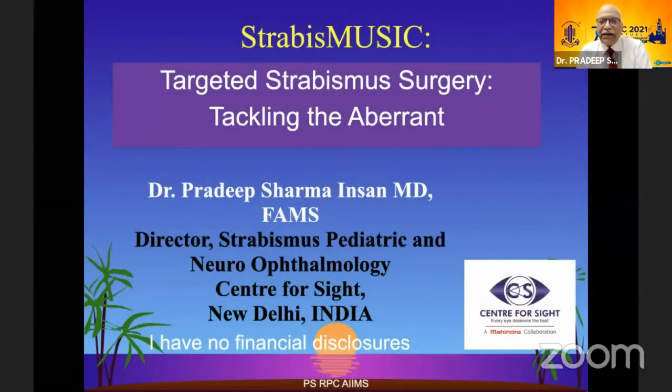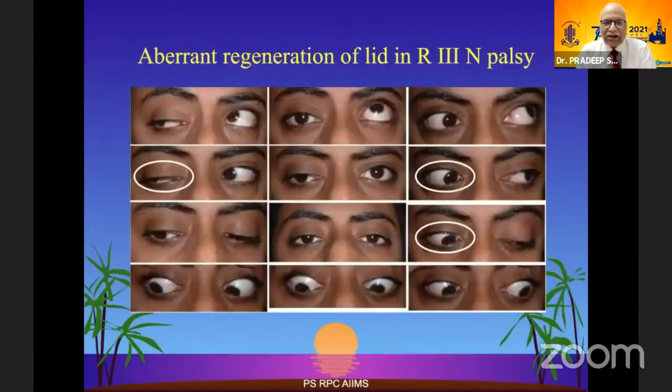So this is tackling the aberrant regenerations. Part of it has been covered by Dr. Rohit in the aberrant regenerations in the third nerve, which is very commonly seen. Now, this case shows you that in the primary position, the eyes are actually straight. It's only the lid which is a problem. So in such a case, I may not be doing much, just counsel them and send them to an oculoplastic colleague to handle the lids.